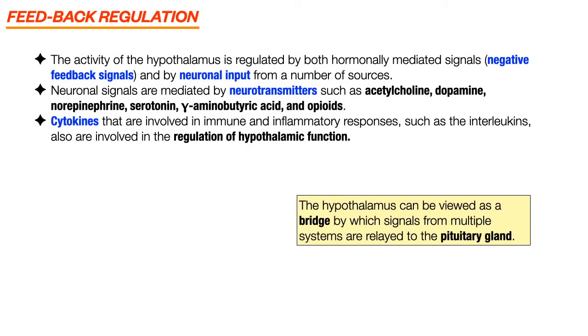The hormone-releasing actions of the hypothalamus need to be controlled, and this is done by negative feedback from hormones and by a variety of neural inputs. These neural inputs are produced through neurotransmitters like acetylcholine, dopamine, norepinephrine, serotonin, gamma-aminobutyric acid, and opioids. Interleukins also modulate the hypothalamus. So, the hypothalamus is basically a bridge that canalizes multiple signals to the endocrine system.